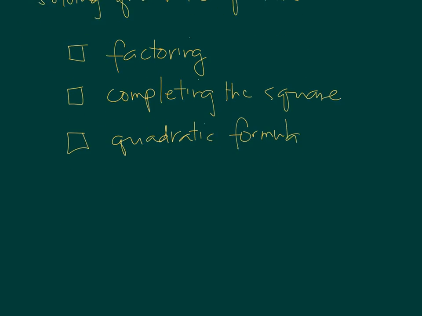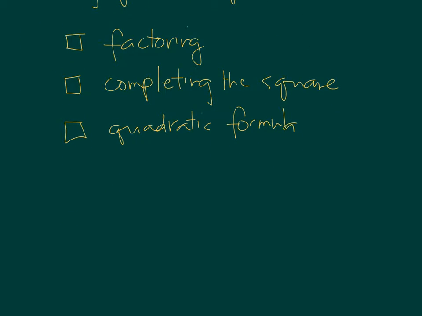Okay, so let's take a look at one example. Suppose I want to solve the equation x squared plus 5x plus 6 equal to 0. Now, some general note: whenever you want to solve a quadratic equation, you have to make sure that the other side is equal to 0.